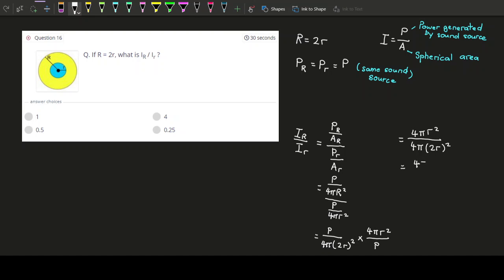So now if I expand it out, then it becomes 4 pi r squared divided by 4 pi 4 r squared, which if I take out the 4, then you have 4 pi r squared minus 4 pi r squared. Now you can cancel some stuff, then you will be left with 1 over 4. So 1 over 4 is also 0.25. And that will be our answer for this question, 0.25. Okay, moving on to the next question.